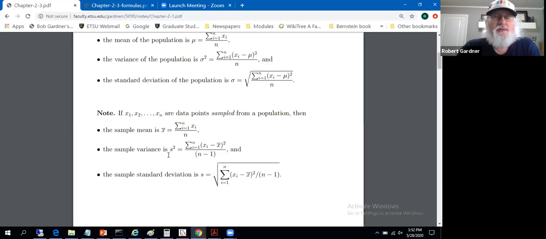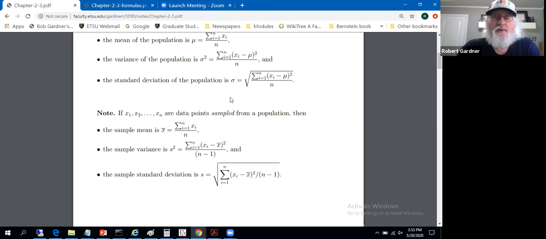Sample variance, this time as a sample, we'll divide by n minus 1 as opposed to n as we had with the population values. It's a similar thing to the population variance, but we'll take x sub i minus x bar, as computed above, squared, sum those up, and divide by n minus 1. And similar to above, for the sample standard deviation, we'll take the square root of that.